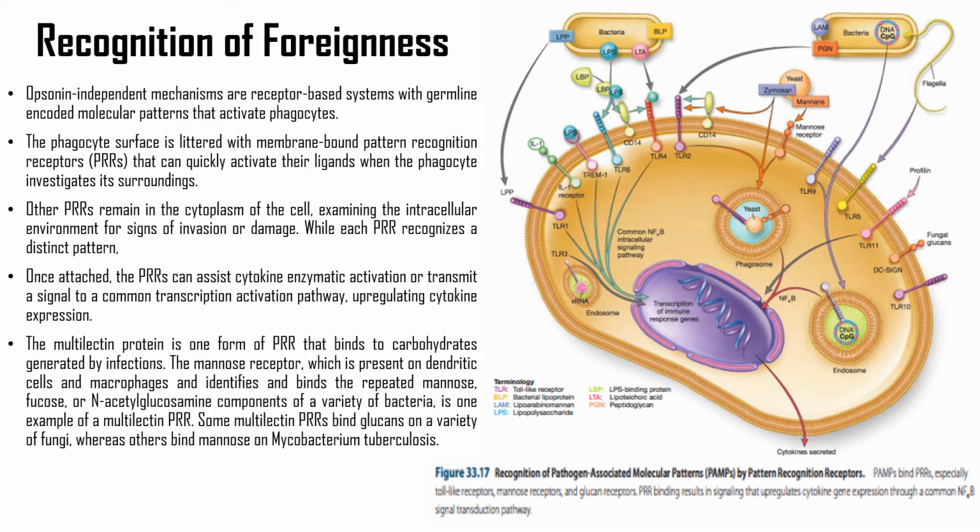So what happened is phagocytic surfaces contain PRRs, pattern recognition receptors, which activate their ligand when phagocytes investigate the surroundings. PRRs which remain in the cytoplasm examine the intracellular environment for invasion or damage, while each PRR recognizes a distinct pattern. And PRRs can also assist cytokine enzymatic activation or transmit a signal to a common transcription activation pathway, which can help in upregulating cytokine expression.